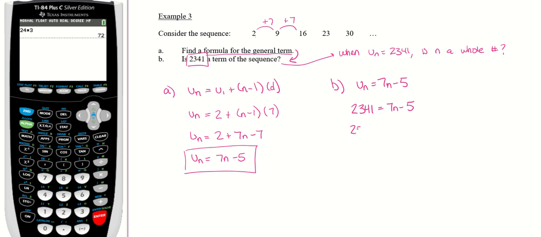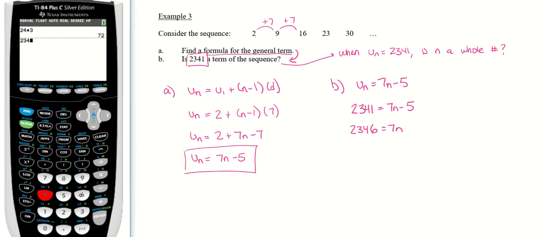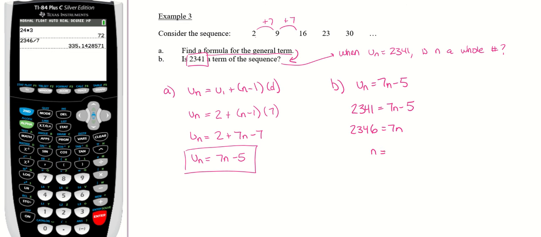So when we add 5 to both sides, we get 2,346. And when we do 2,346 divided by 7, we get n equals 335.14. And it's good to not round to 3 sig figs here because we need to show that this is not a whole number. So therefore, 2,341 is not a term of the sequence. And we know that because n was not a whole number there.